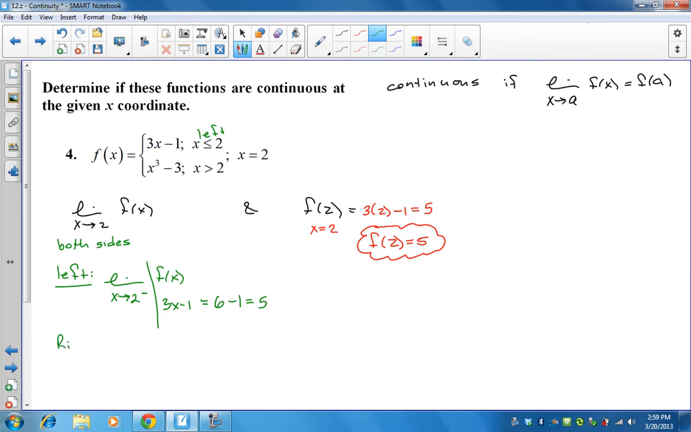Now I need to look at the right side, which would be the limit as x approaches 2 from the right of this function.